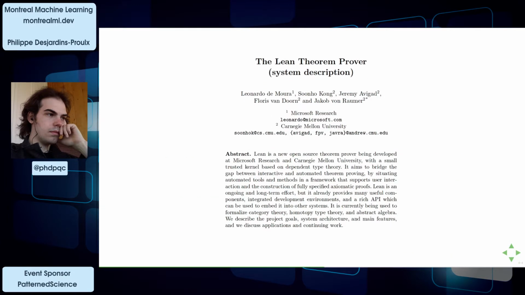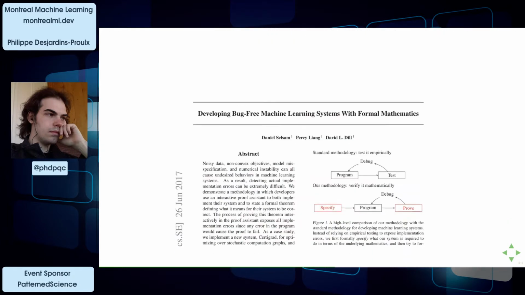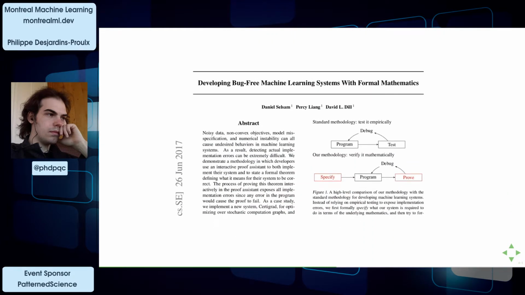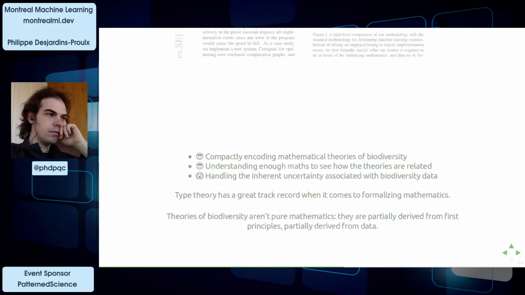This is an example of a new modern system called Lean. It's based on type theory, a higher order logic, and has been used to formalize a lot of mathematics. In a very deep sense, Lean understands mathematics and mathematical reasoning. This is an example of people using Lean to formalize machine learning algorithms. The hope is that by formalizing them, you can prove important properties and prevent bugs.